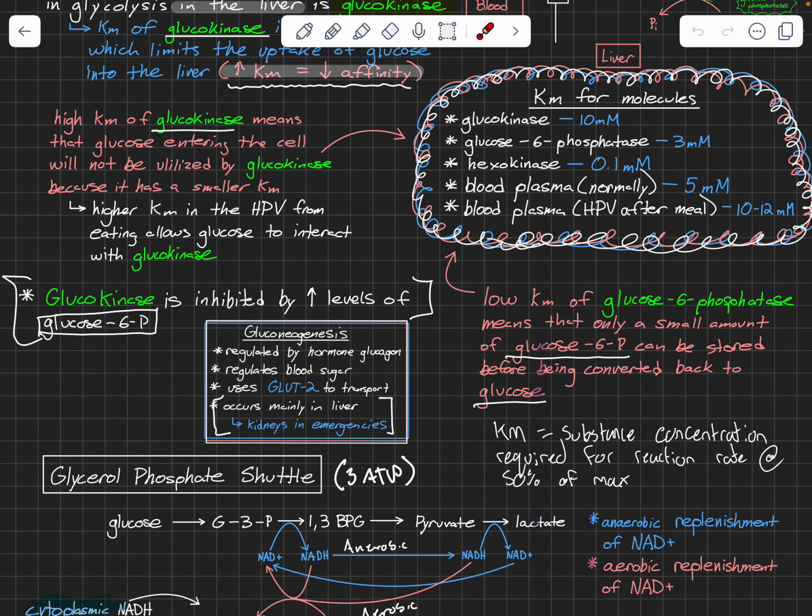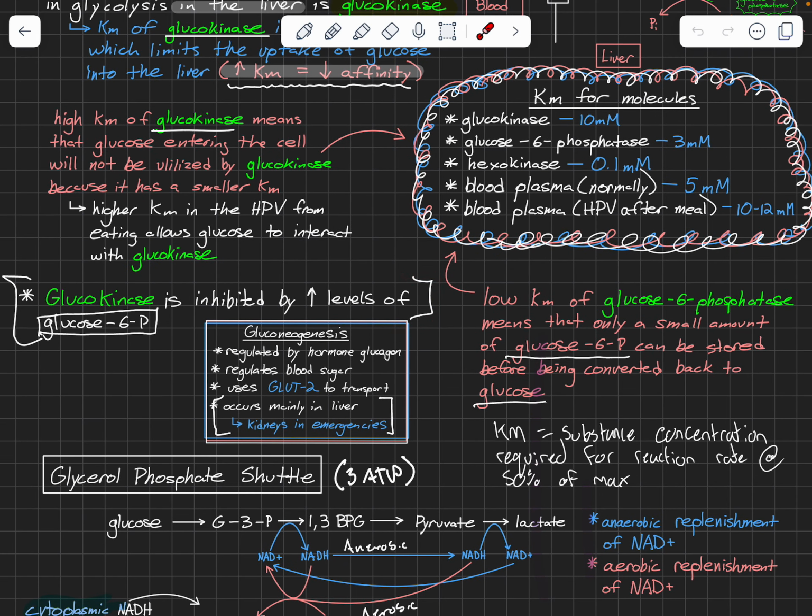And then I know I mentioned gluconeogenesis very briefly, regulated by the hormone glucagon. This is exam 3 knowledge, but it's basically just a hormone that helps regulate blood sugar. Yep, talked about the low Km of glucose 6-phosphatase there, and then the glycerol phosphate shuttle. We covered this a video or two back. So again, just look through it.